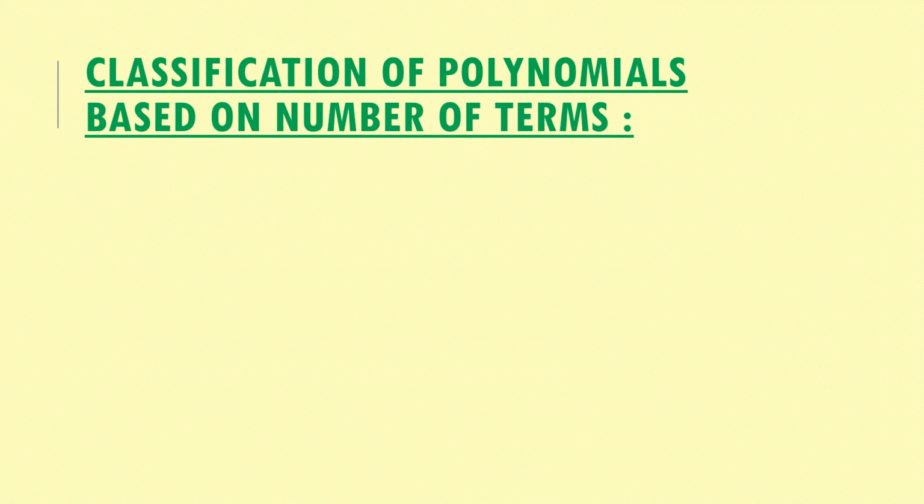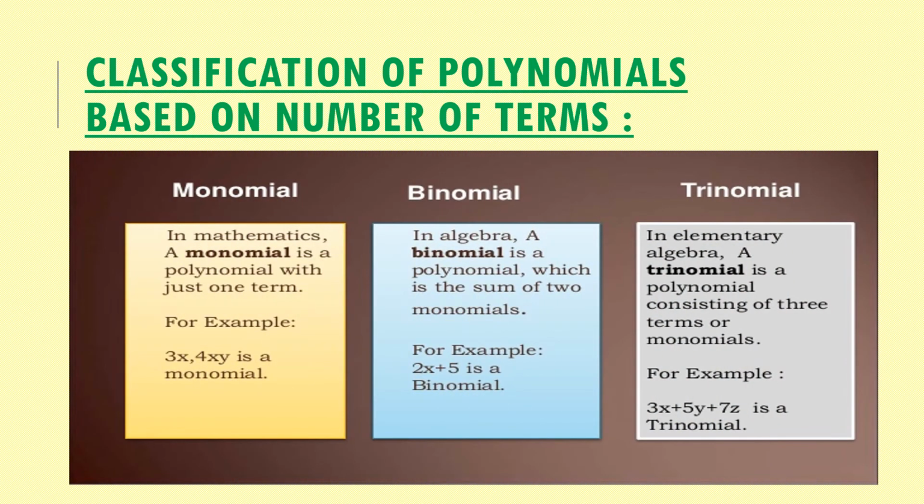So you all have known what polynomials are, what the degree of a polynomial is, etc. Now, classification of polynomials based on number of terms. Based on number of terms, polynomials are classified into three main types. That is monomial, binomial and trinomial.